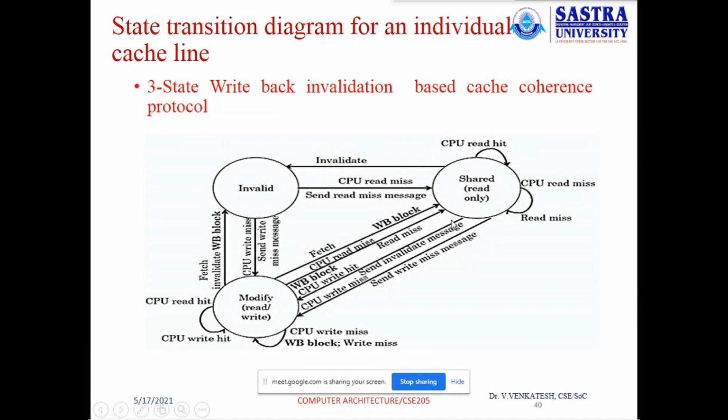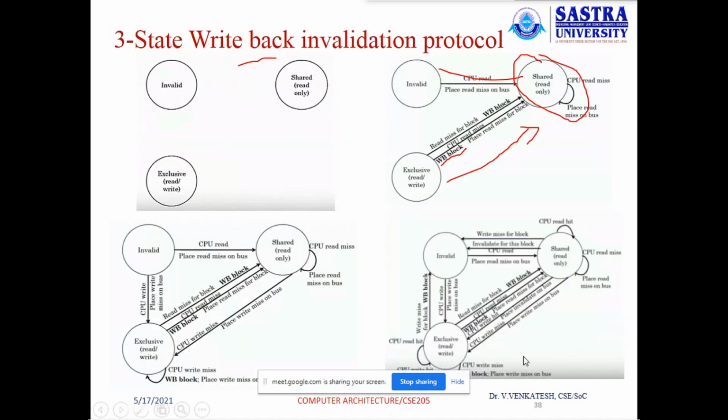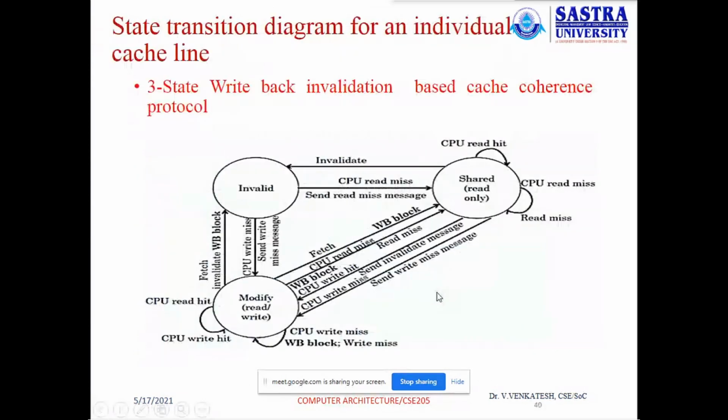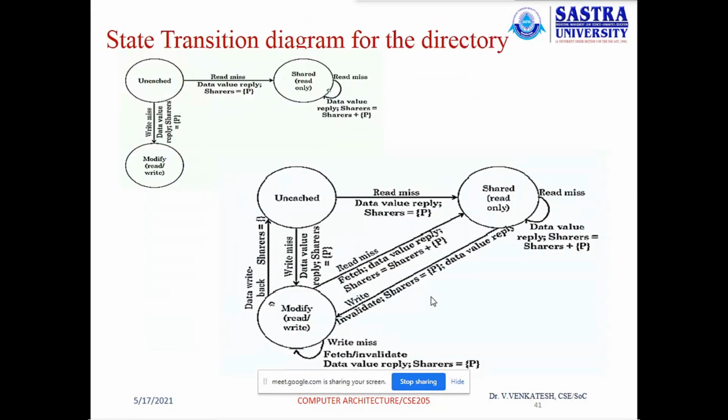Everywhere, instead of seeing place a write miss on the bus, here we are going to see send a write miss message to the interconnection network. That is the modification we are going to see in this particular diagram. Now we are going to see the state transition diagram based on the directory-based protocol. In that case, a particular block is identified as uncached, shared, or modified.